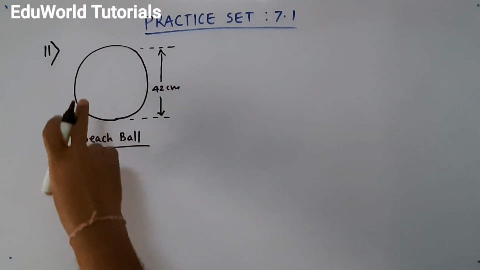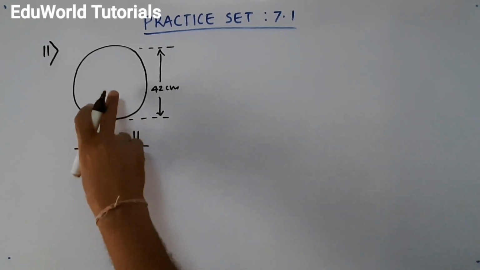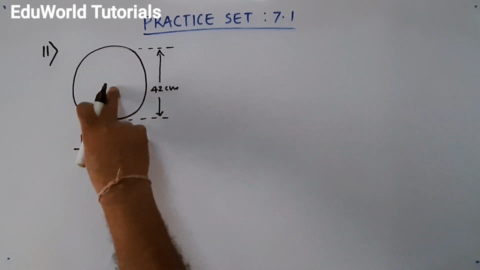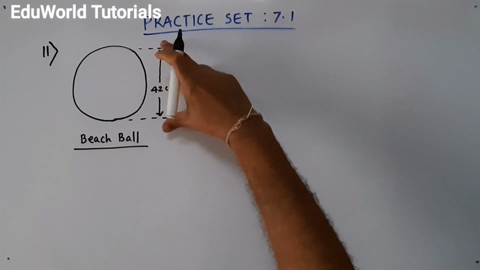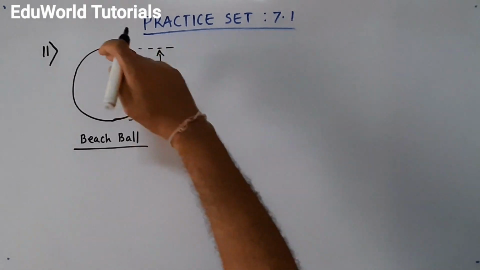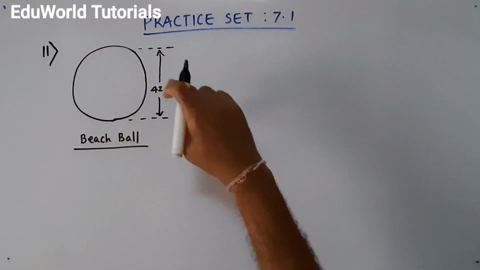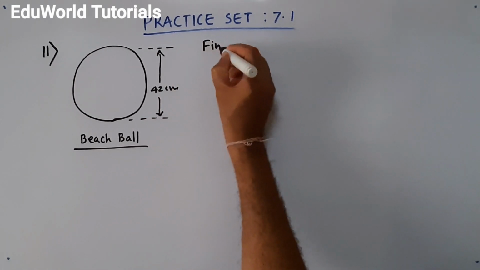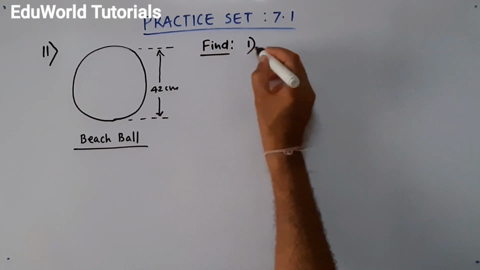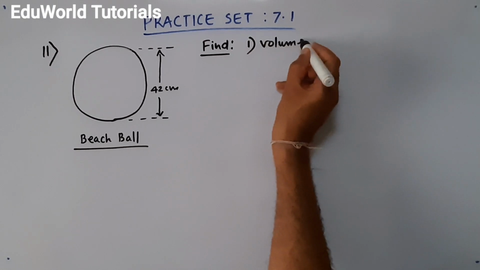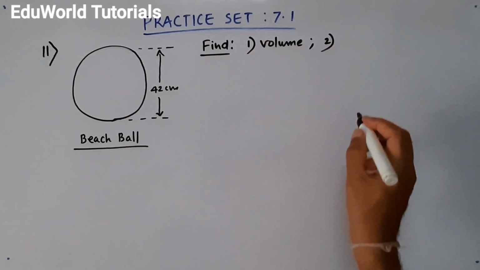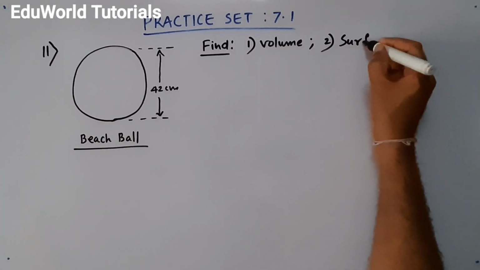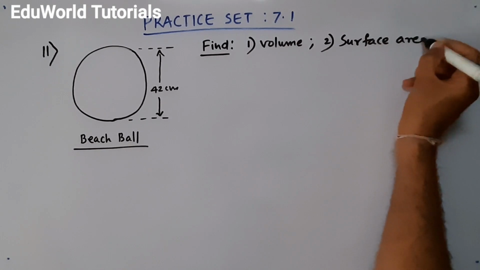In the 11th sum, students, they have given a beach ball. Some designs they have made, I am not going to make the design. A beach ball has a diameter of 42 centimeter. How to know the diameter from top to bottom? This distance is the diameter, which is 42 centimeter, and they have asked us to find, number one, the volume of the beach ball, and number two, the surface area of the beach ball. Understand?